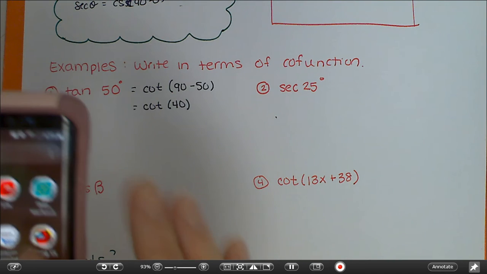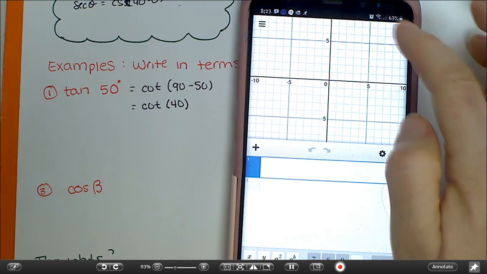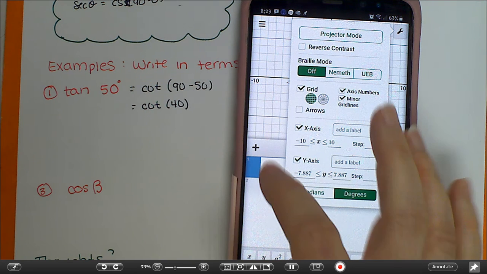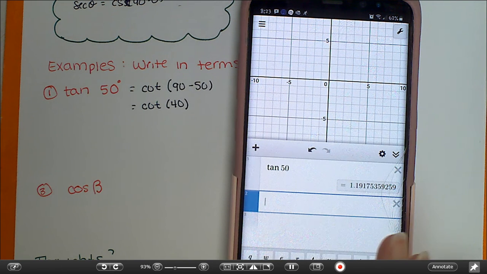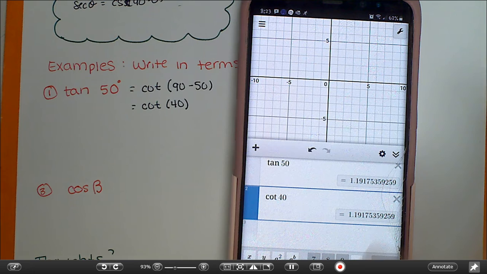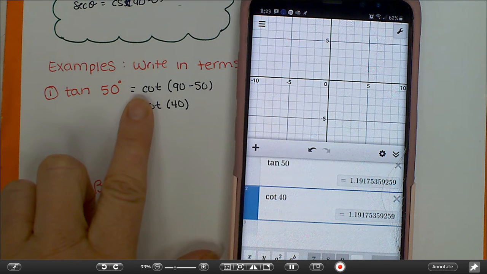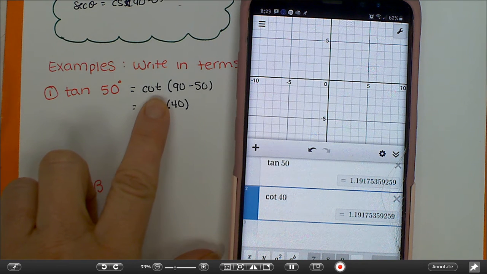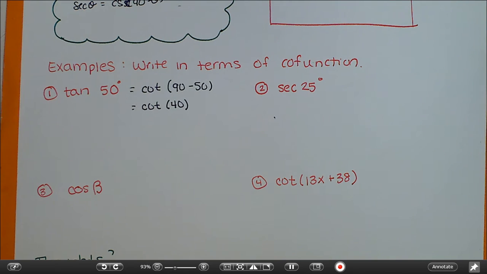Pull it up real quick. I should have probably had that pulled up, but you know. All right, I'm going to put it to degrees because we are in degree mode right now. And I'm going to say tangent 50 and cotangent 40. And you can see that those are equal. So the trig function of an angle is equal to the cofunction of its complement. All right, so go ahead and try number 2. Pause the video and then unpause it and check your answer.